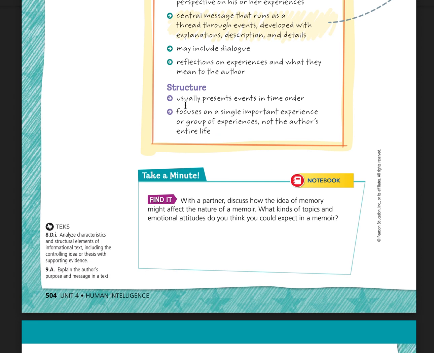So the structure usually presents events in time order and focuses mostly on a single important experience or group of experiences, not the author's entire life. So, when you read an autobiography, typically that covers the author's entire life, but a memoir is very specific, typically during a certain time period or event.